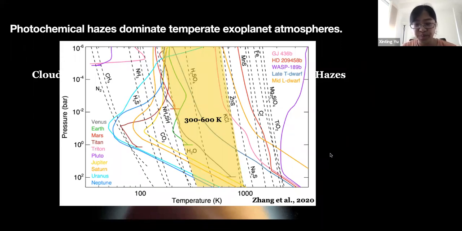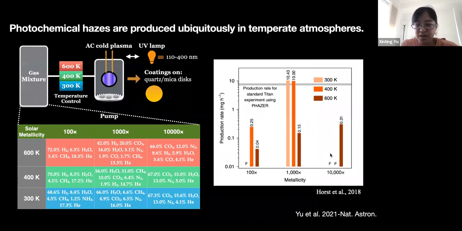All right, so there was previous laboratory work that happened at my lab during my PhD. There's a range of photochemical hazes that are produced in the lab, and we see them ubiquitously produced. So I'm going to tell a fun story about this whole project. This is showing you the apparatus. We modified the Titan apparatus to do exoplanets.